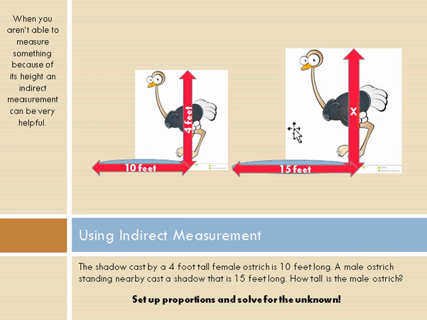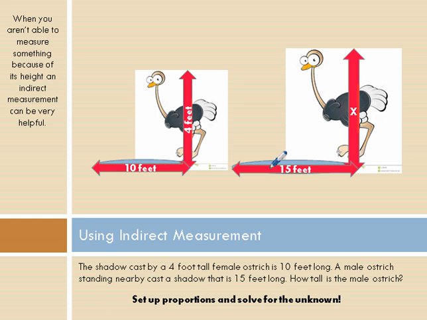In this case, we're pretending ostriches, maybe this is the boy ostrich and he wasn't as easy to catch to measure, and maybe the female was easier. So the shadow cast by a 4-foot female ostrich is 10 foot. The female ostrich, 4 foot, is casting a 10-foot shadow. And it says a male ostrich is standing nearby and casts a shadow that is 15 feet long. How tall is this male ostrich?